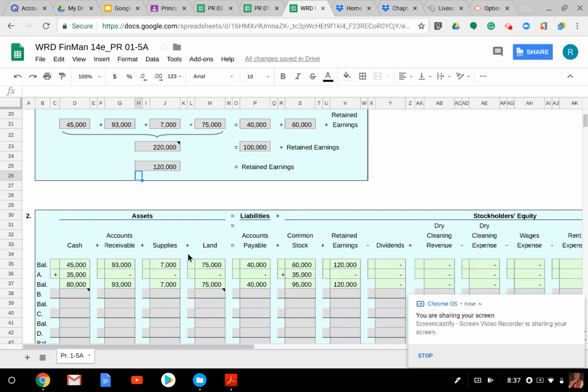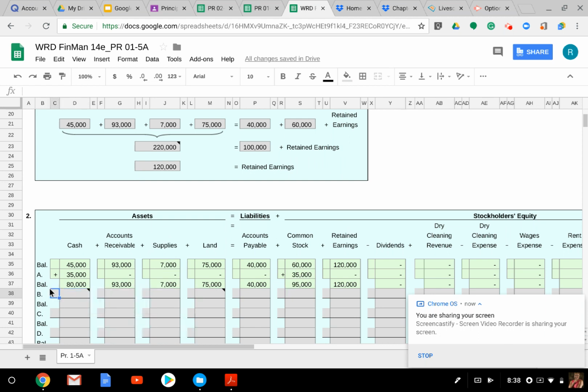Here are all your beginning balances on the first line. A is the first transaction where the owner, Joe, invested cash, $35,000, for common stock, $35,000. Always 2 accounts are affected. Then we did the math. 45 plus 35 gives us 80. Accounts receivable had nothing. Supplies had no transaction. Land had no transaction. Accounts payable and retained earnings neither, so those balances remain the same. But common stock, 60 plus 35 gives us 95. So that's how we start our new balances.